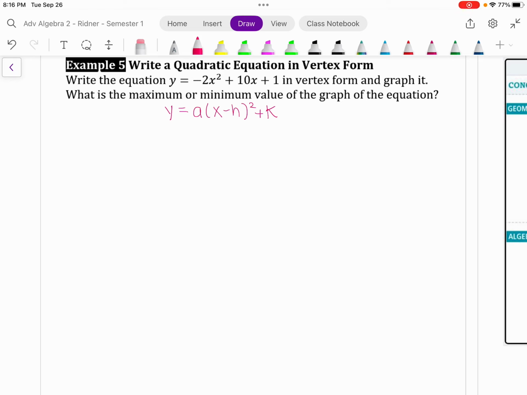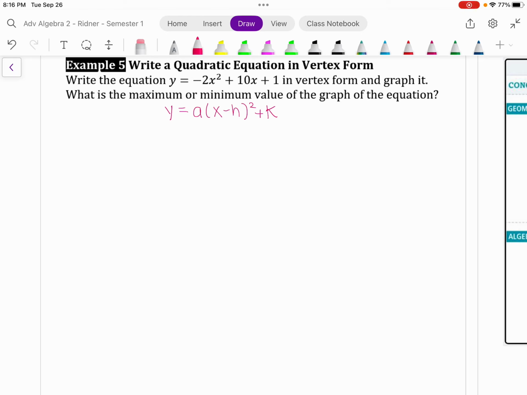Now, way one is to graph it and just look for the vertex, and then you know your stretch because you know your A is -2. Another way to do that, because let's say you don't have a calculator on you, is to complete the square.